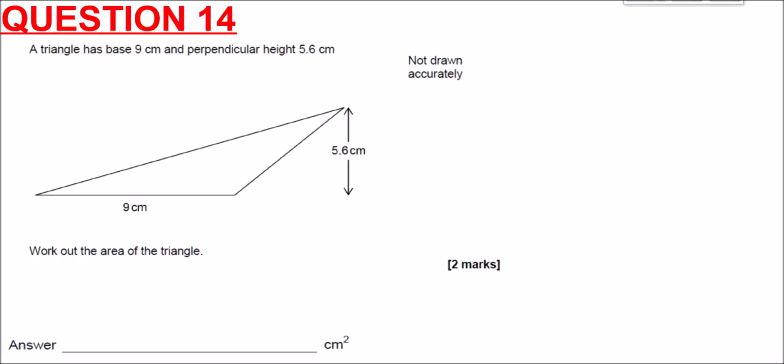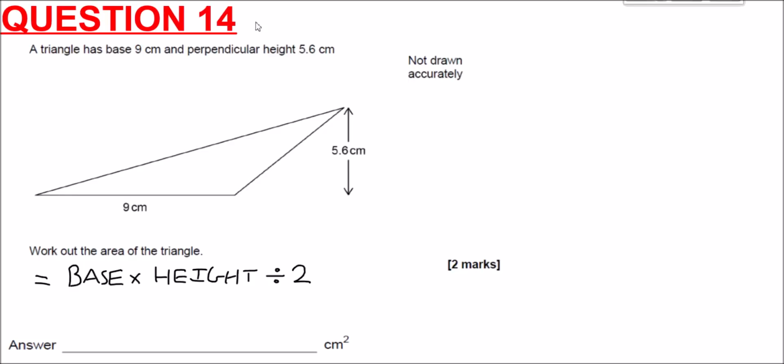Question 14 is a simple question, but what they may be trying to do is throw you off with an awkward looking triangle. But no matter what triangle you've got, no matter what the triangle looks like, the area of a triangle is always the same formula. It's base multiplied by the perpendicular height divided by 2. Your teacher might teach it as half times base times height. It's the same deal.